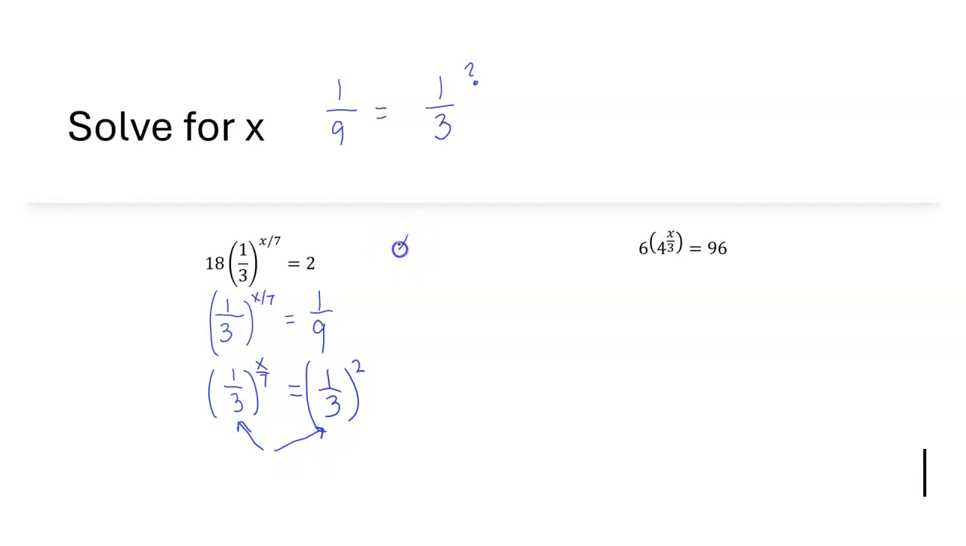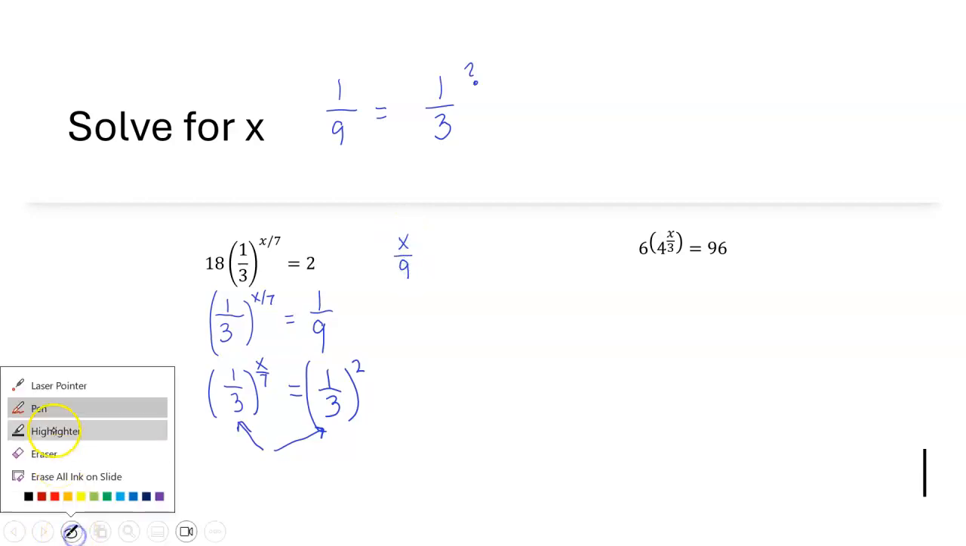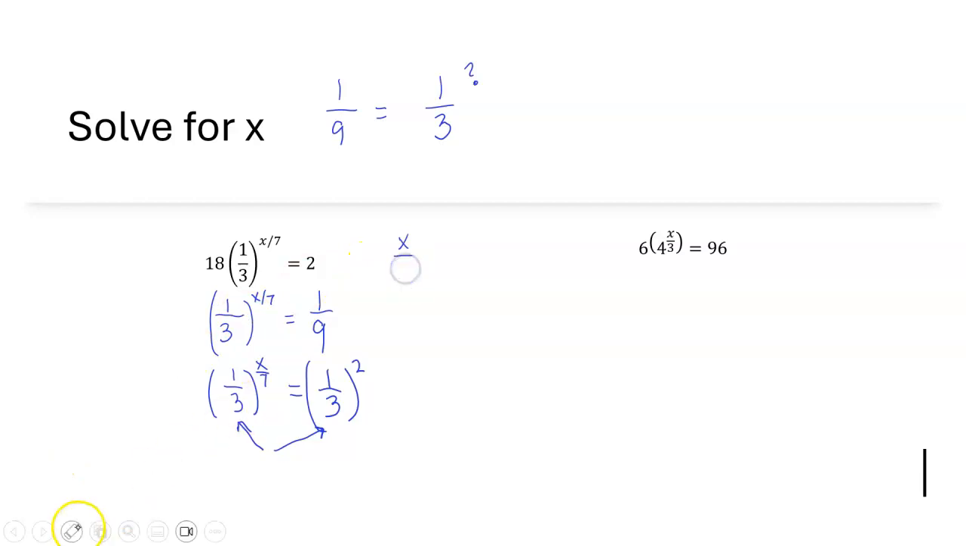What I'm really doing when I ignore the base is I'm taking the log base 1/3, but we don't have to write that out. What we're really doing is we're just saying, well, they have the same base, so the exponents have to be equal to each other. And then I would multiply by 7, so x is equal to 14.